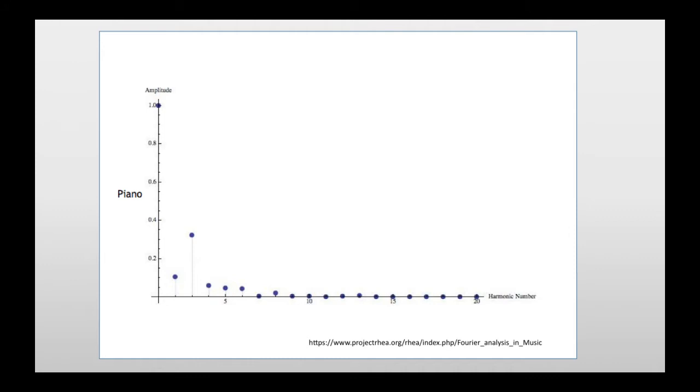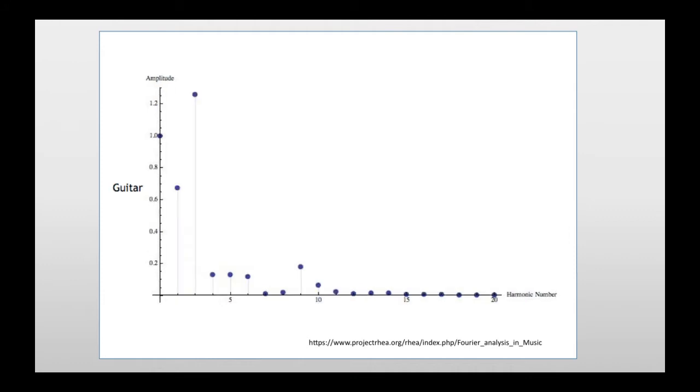For an A below middle C on a piano, the amplitudes for the first few harmonics relative to the fundamental, starting with the first, are, in order: first harmonic 0.1, second harmonic 0.325, third harmonic 0.06, fourth harmonic 0.05, fifth harmonic 0.045, sixth harmonic 0, seventh harmonic 0.01.